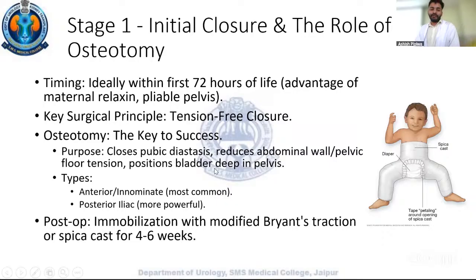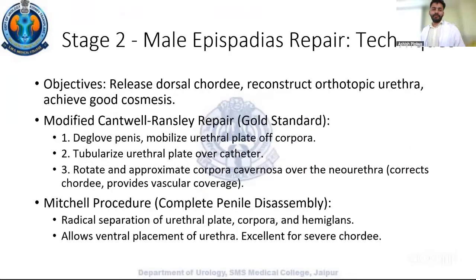There are two types of osteotomy. One is the anterior approach, and the other is the posterior approach. It is more powerful than anterior, but less commonly done. And after the osteotomy, we usually apply Bryant traction or a spica cast for 4 to 6 weeks. Then in the second stage, we do the epispadias repair.